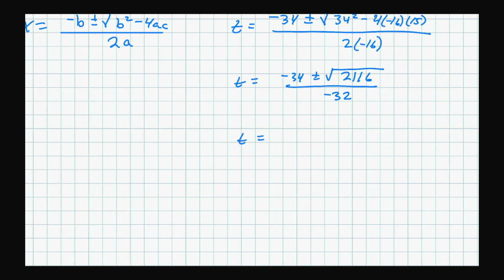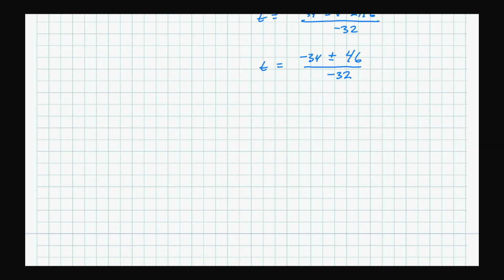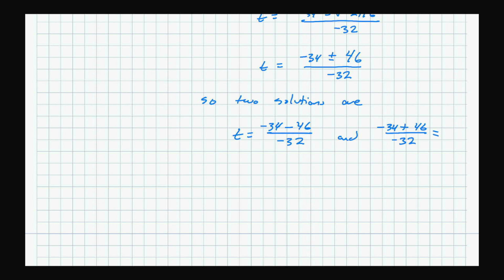So I've got t equals negative 34 plus or minus 46 over negative 32, since that square root actually works out even. There are two solutions: t equals negative 34 minus 46 over negative 32, and negative 34 plus 46 over negative 32. Working those out, negative 34 minus 46 is negative 80, over negative 32, and you get 2.5.